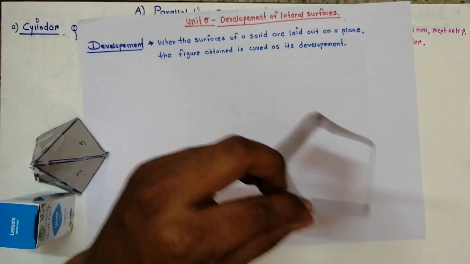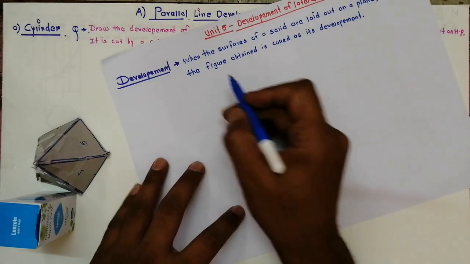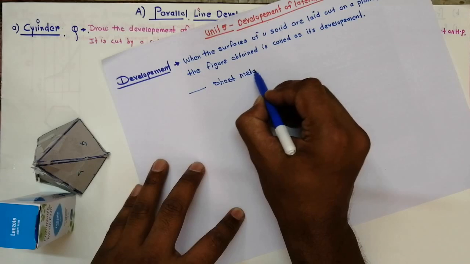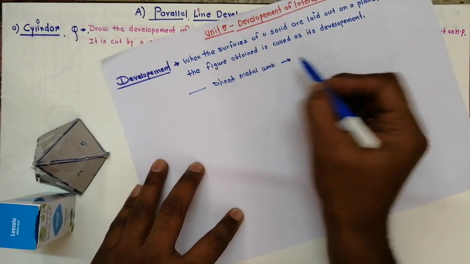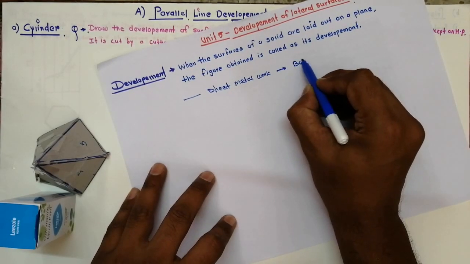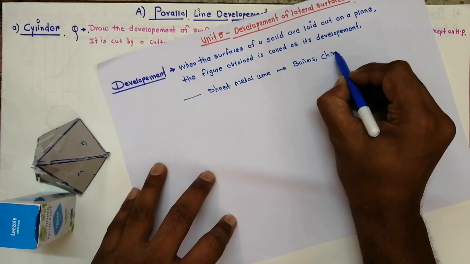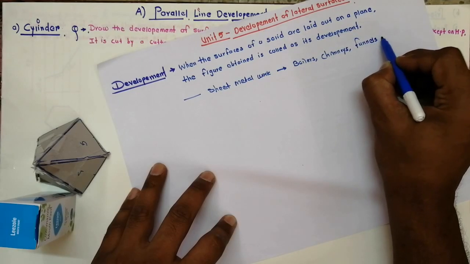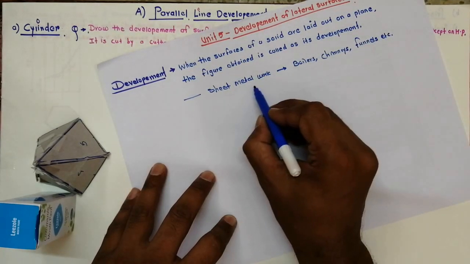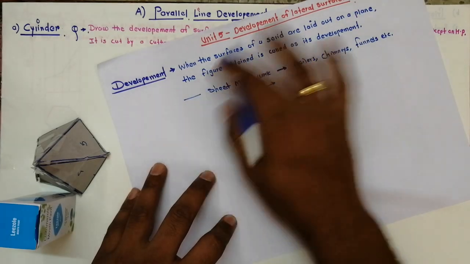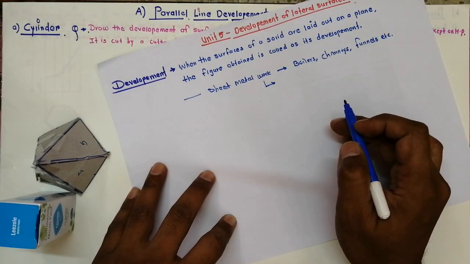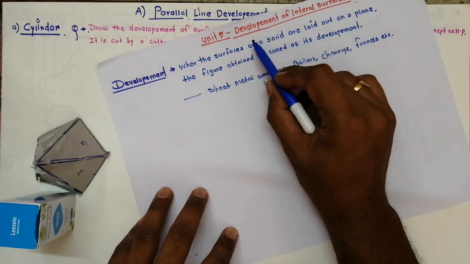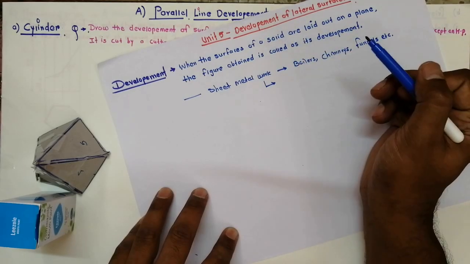Now where do we use this development? It is very important in sheet metal work. Through sheet metal work we construct boilers, chimneys, funnels, etc. Sheet metal work is also used in automobiles for manufacturing the outer components of the automobiles, and for this purpose we first have to take the help of development.